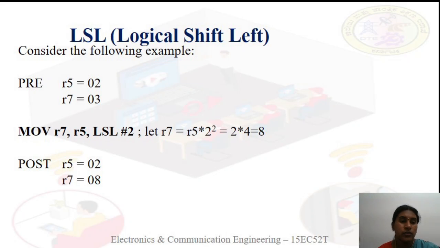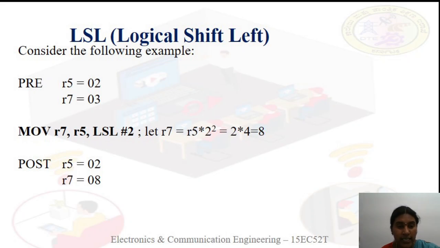Okay. So here R5 is equal to 0x2 and R7 is equal to 0x3. The instruction will be MOV R7, R5, LSL #2. It means the content of register R5 is shifted logically left 2 times. Okay, so we will take the content of register R5, that is 0x2. 0x2 means 00000010. We have to shift this content 2 times.